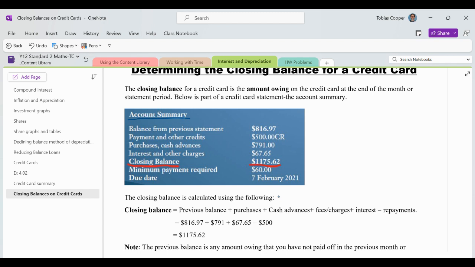But how do they calculate that? Well, they use the following formula. It's the previous balance. The previous balance is how much you owe on the credit card from the previous month or previous statement period. That's the amount that you haven't paid off.